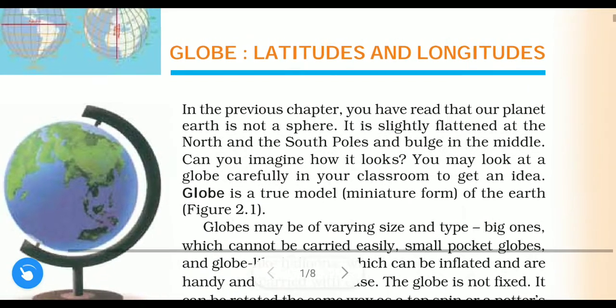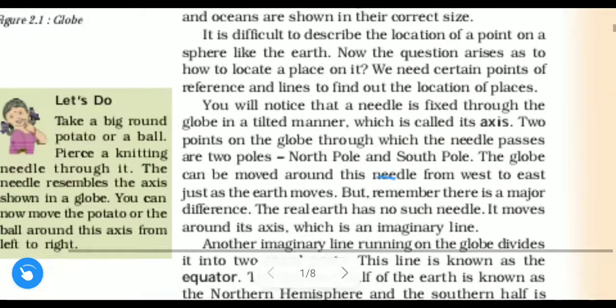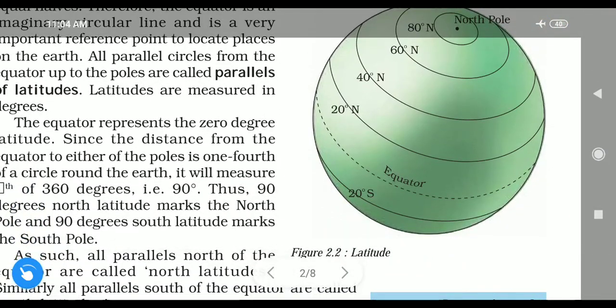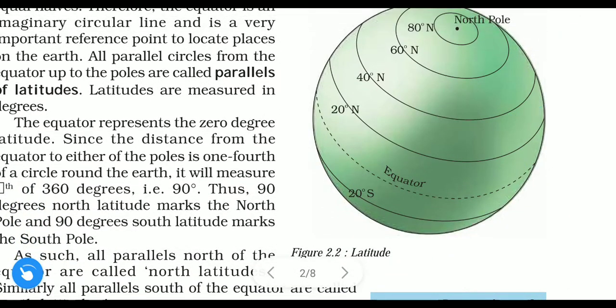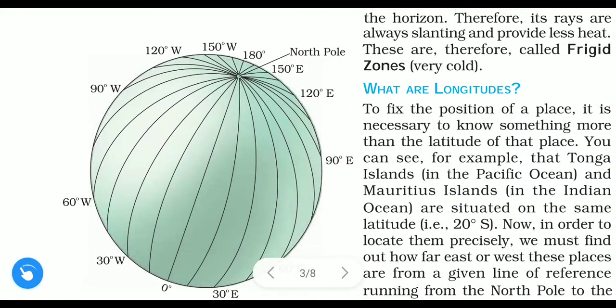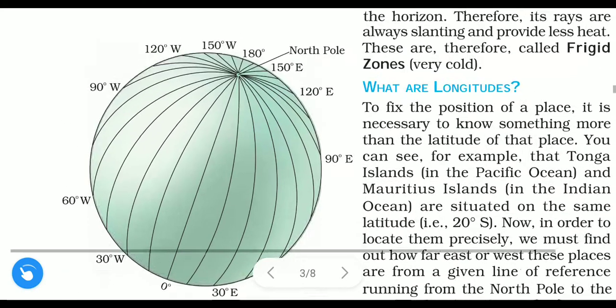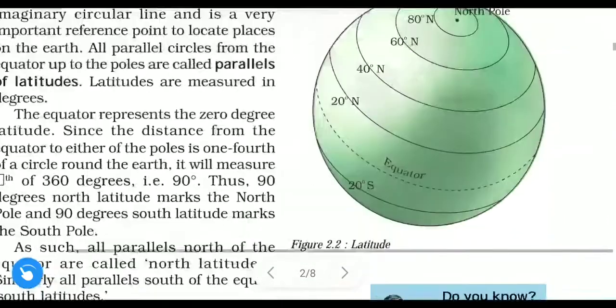I will just show you a diagram of the latitudes and longitudes, and how these lines are drawn on the earth's surface, so that you will get an idea. So let us see the diagram. See, these lines are the latitudes. Imaginary lines which are drawn like this on the earth's surface are called latitudes. Now let us see the longitudes. Such lines which are drawn on the earth's surface are called what? Longitudes. These are the longitudes and these are the latitudes.